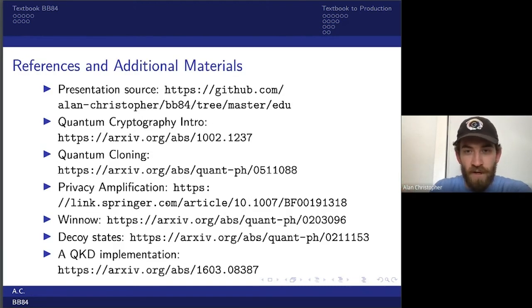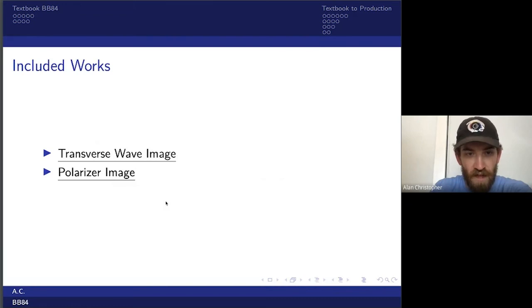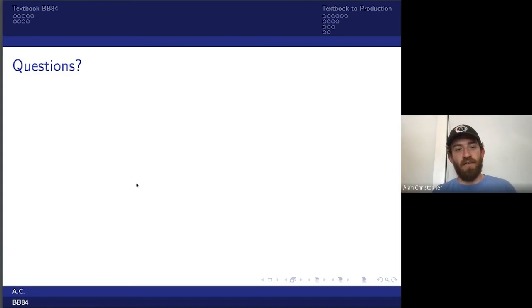More stuff that you can read up on if you're interested. And a couple of images that were included. These are public domain images, but still I feel like being polite and saying these are where I got them. And that leaves us at questions.